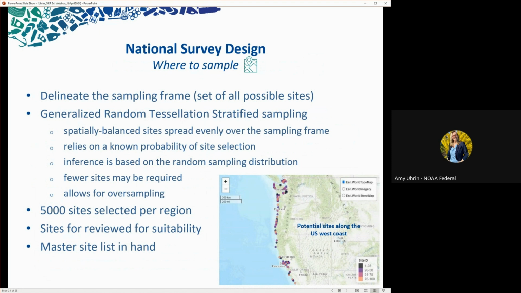And so the statistician gave us 5,000 sites per region that we actually worked through, not all of them, but we worked through until we got 80 sites that we felt were suitable for sampling. And so that's our master list of where we should go.